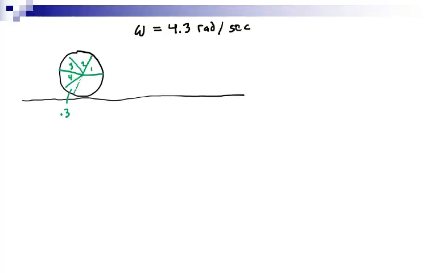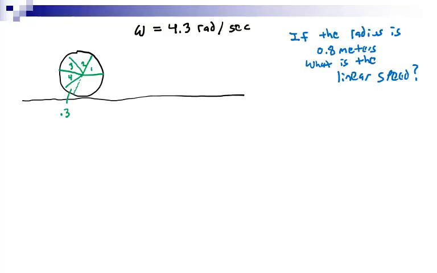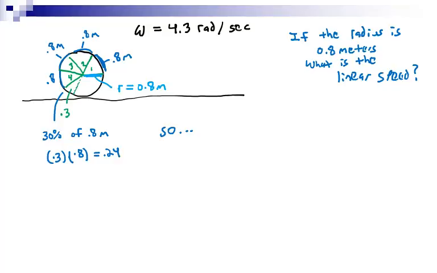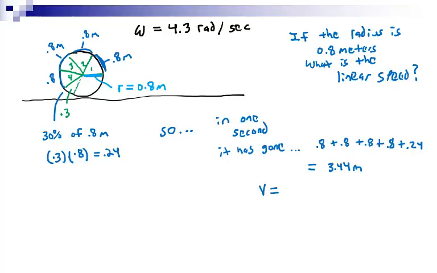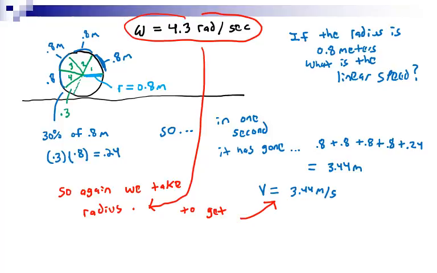So how far linearly has it gone? Well, if we know that the radius is 0.8 meters, it's gone 0.8 plus 0.8 plus 0.8 plus 0.8, and then 0.3 radians times 0.8 is 0.24. So the total length, if we add them up, is 3.44. Now, if that's in a second, it'd be 3.44 meters per second. That's the linear speed.